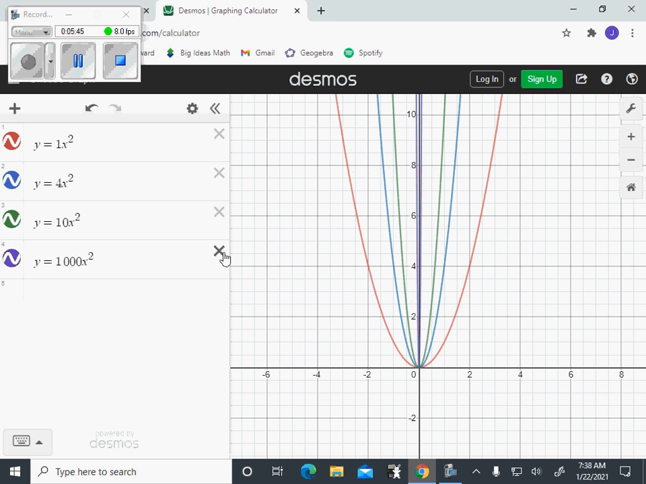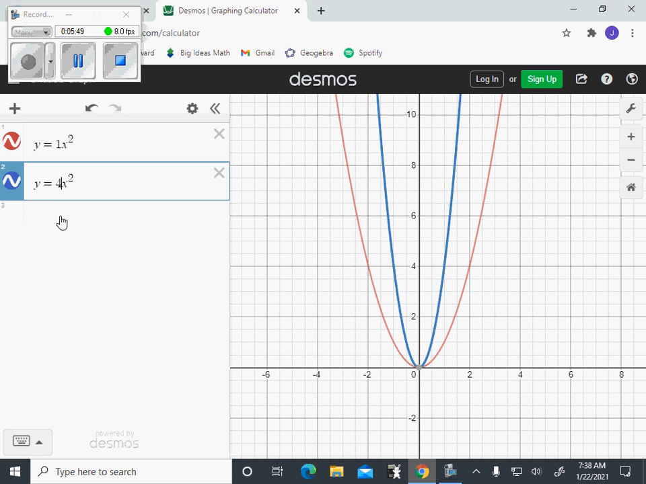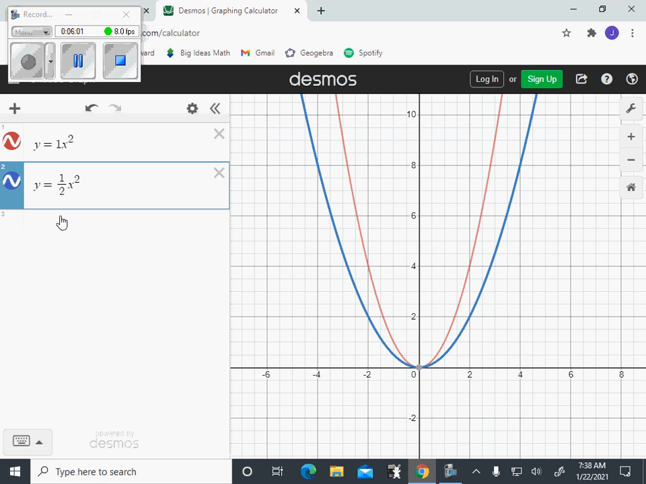Perfect. What makes it wider? What makes it wider? I want you to think about it. Come up with an answer. Oh. It's actually a fraction. A fraction smaller than 1. Between 0 and 1, that's the definition.